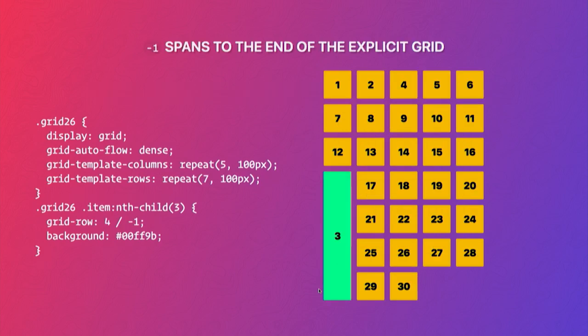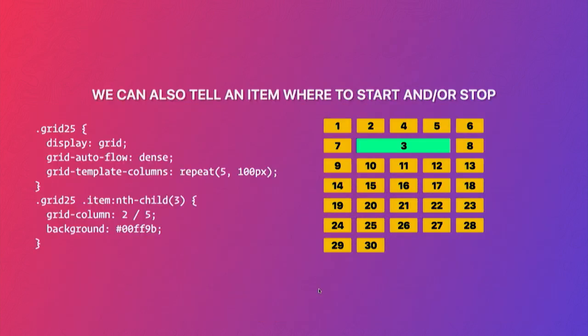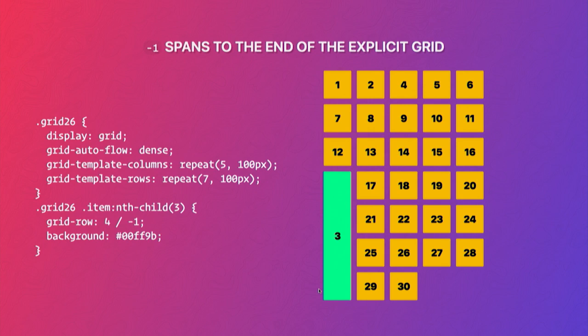If you use negative numbers, if you look back at that example that I had here, you'll notice that there's all these negative numbers as well, which is pretty cool. And what negative numbers will do is anchor it from the end of the explicit grid. So here I'm saying grid-row, start at 4 and end at -1. And that will span it to the end of the explicit grid.